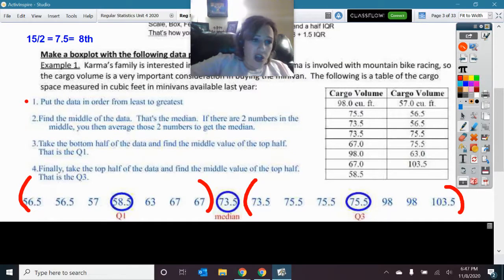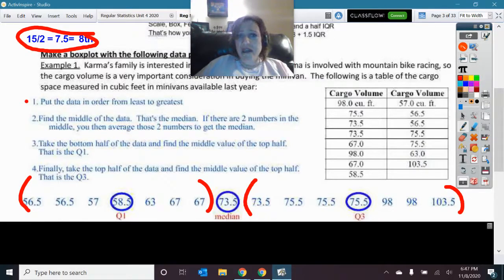I know that you can knock off the bottoms and knock off the tops and do all that kind of stuff. But when we start getting into bigger sets of data, here's another skill we can learn: 7.5, the eighth one. Now, if this came out evenly, say 14 divided by 2 and it was number 7, then we'll talk about that shortly.